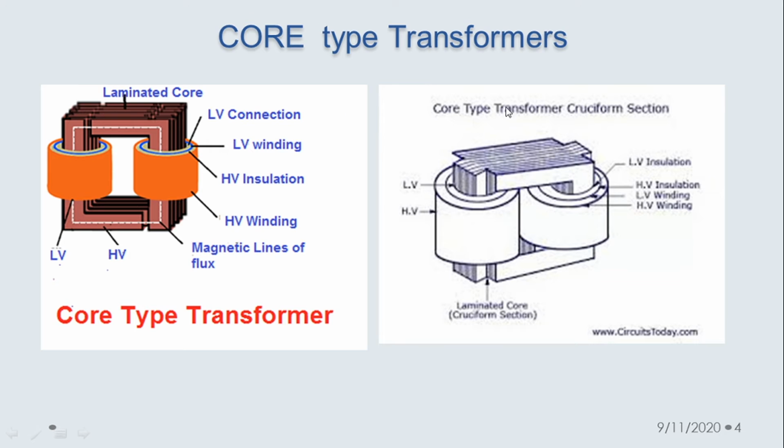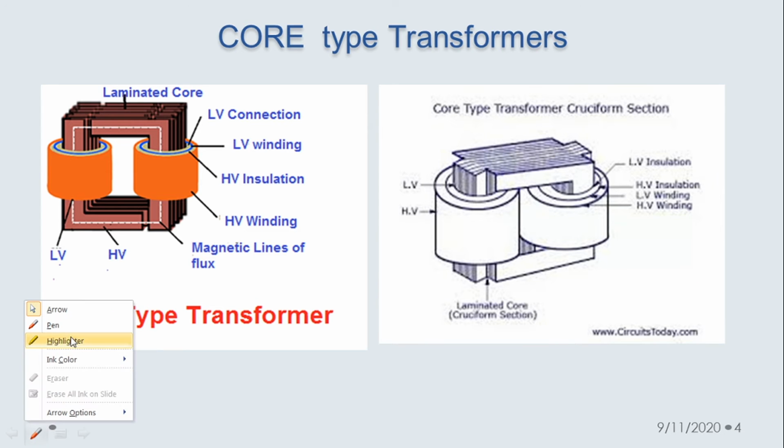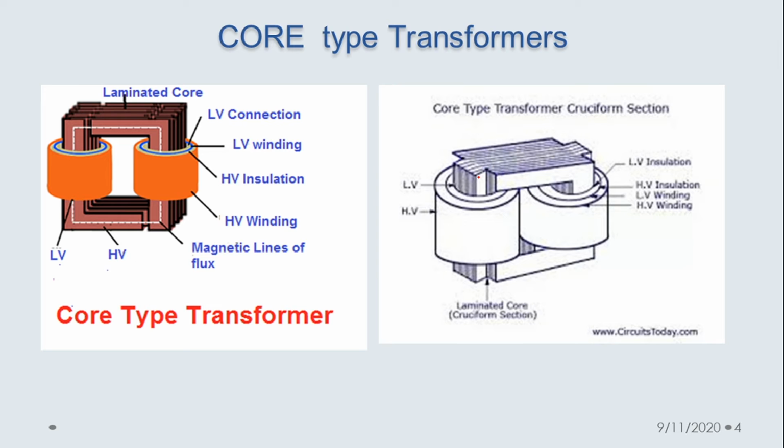Here is another figure of a core type transformer. If you see the top view of this core, it will be cruciform. Cruciform means it is stepped, like this. So this is called a stepped core of a transformer. Here there are two steps, so it is called a cruciform core. Anyway, you will learn the details in later classes.